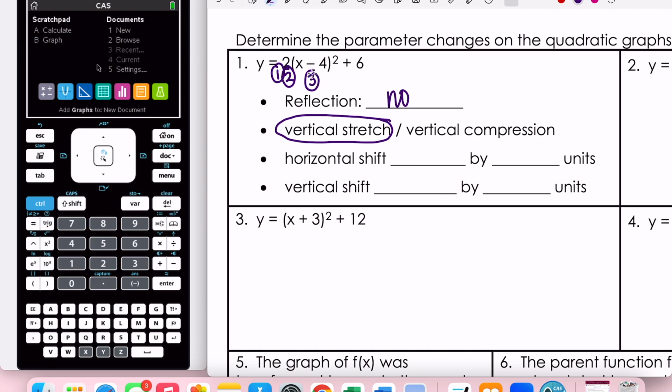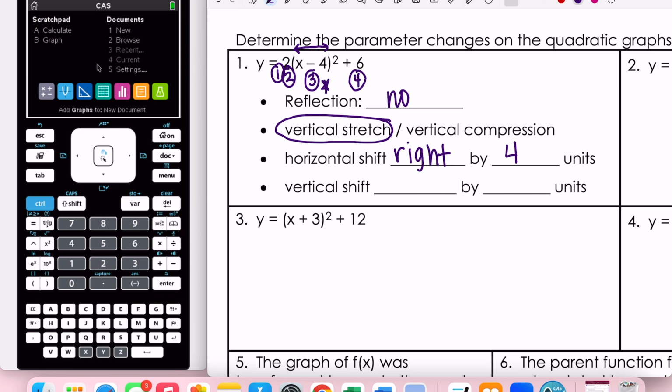Then we want to look inside of the parentheses. And remember, we always want to think opposite here. Again, this is a horizontal shift. I see a minus sign. My brain wants me to think going to the left, but we have to think the opposite. So we are going to the right by 4 units.